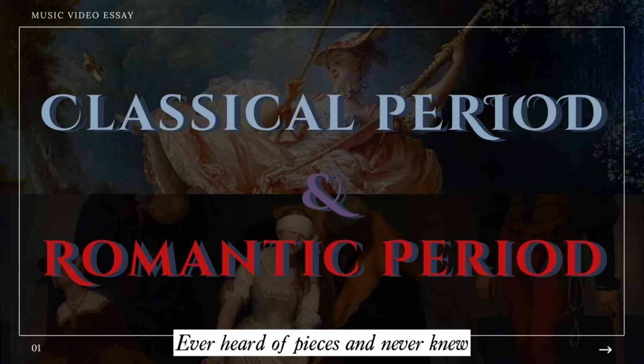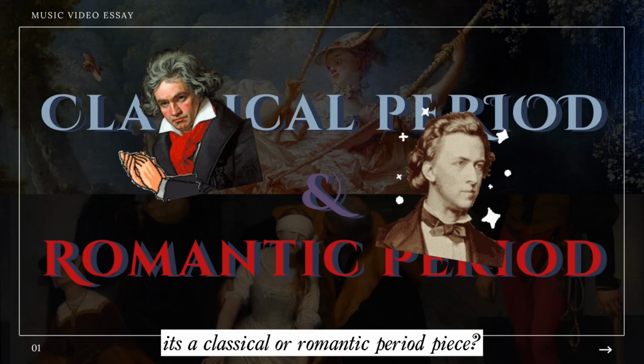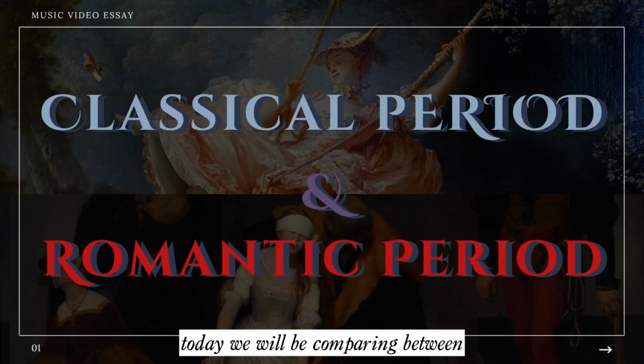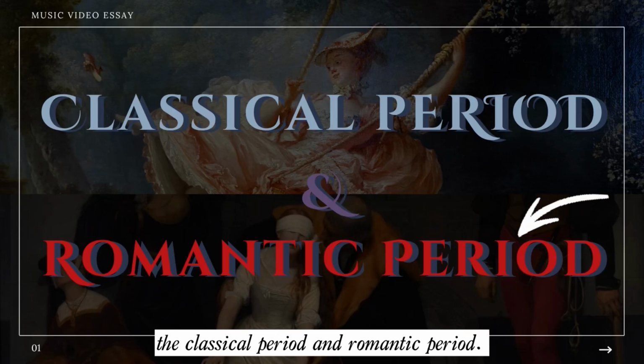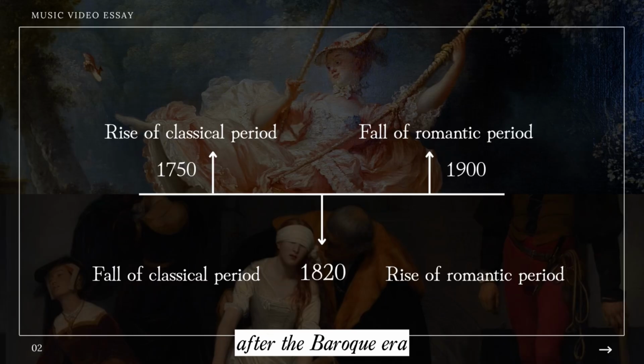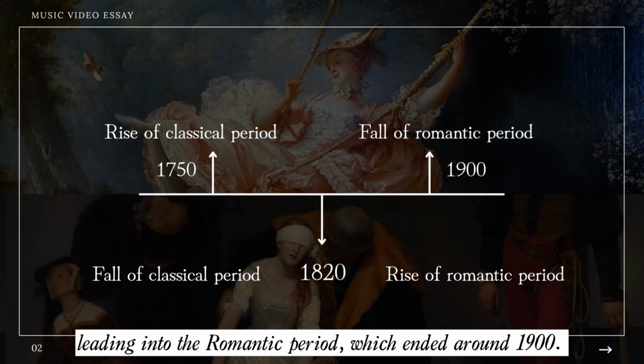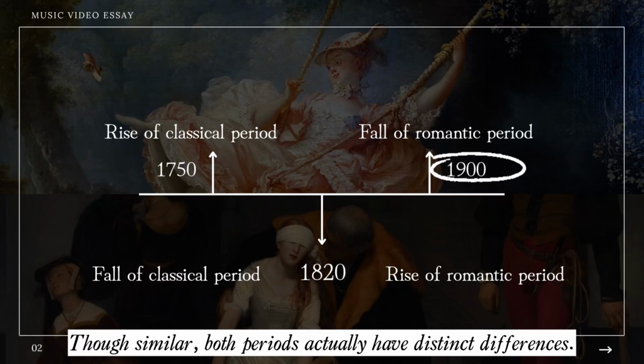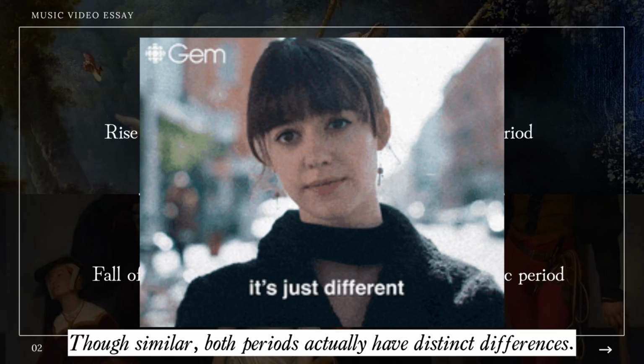Ever heard of pieces and never knew how to differentiate between whether it's a classical or romantic period piece? Hello everyone, today we will be comparing the classical period and the romantic period. The classical period began around the 1750s after the Baroque era and lasted until the 1820s, leading into the romantic period, which ended around the 1900s. Though similar, both periods actually have distinct differences.